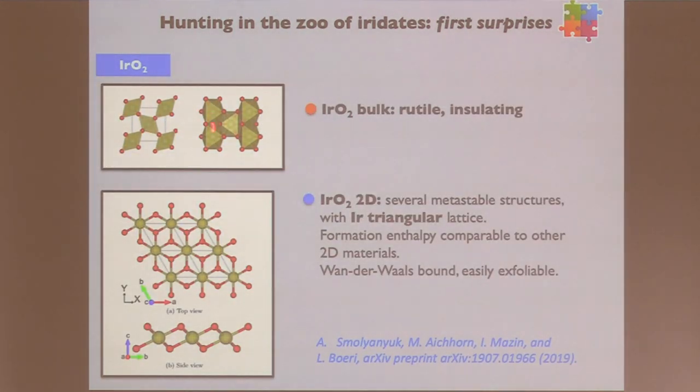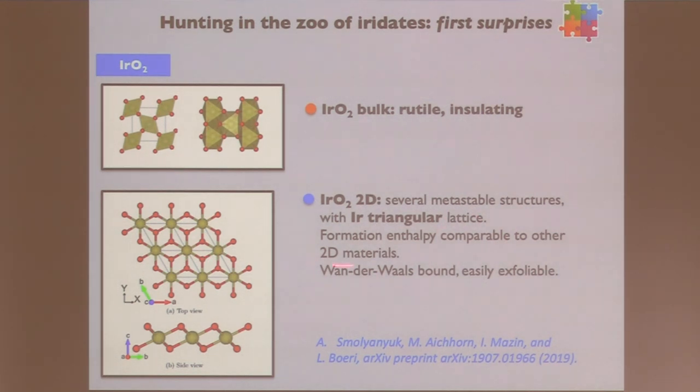What we found here is that the ground state is known, an iridium O2 rutile, which is shown here, which is insulating. But something that we found is that when we did our searches, we repeatedly found a lot of very similar structures. And when you find these, it means that there is a very strongly metastable minimum nearby. All these metastable structures were based on, here, this is iridium, this is oxygen, an iridium triangular lattice.